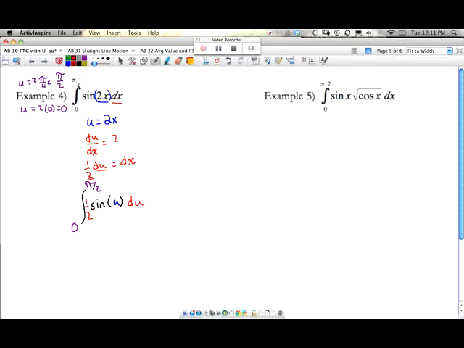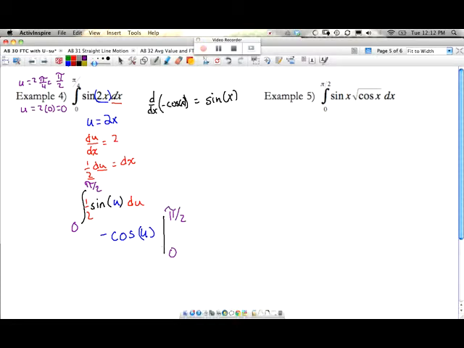Now we are set because we can do the antiderivative of sine. In other words, the derivative of what equals sine of x. That would be negative cosine of x. So what are we going to get here? This is going to be negative cosine, remember, we're still in terms of u here, of u. And we're evaluating this from 0 to pi over 2.